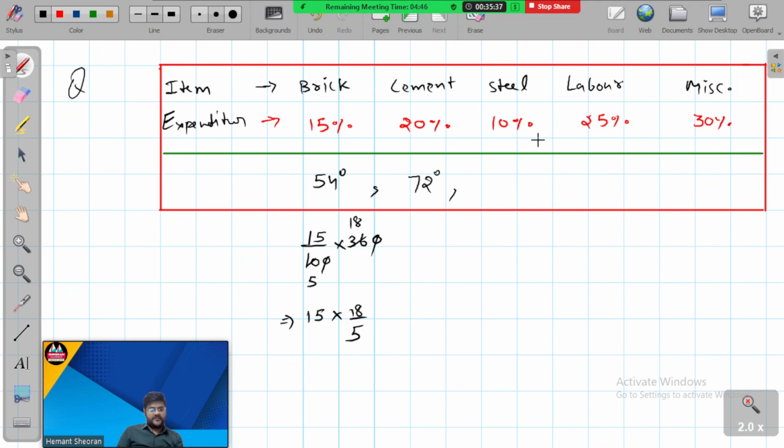10 divided by 5 is what? 2, and 2 times 18 we have to do. So 2 times 18 is 36. Next one. 5 times 18, so 90. Then this one, 36 times 3, which is 108. Good. Any confusion out there? No. Yeah.